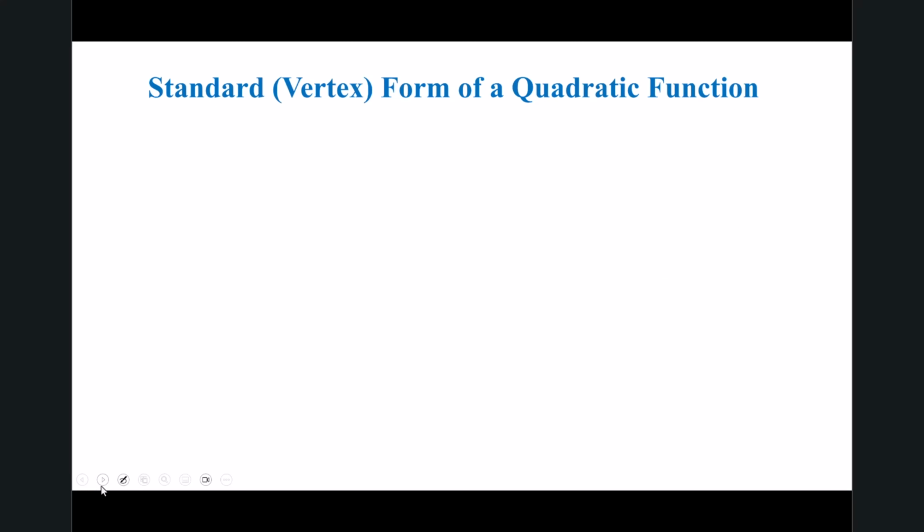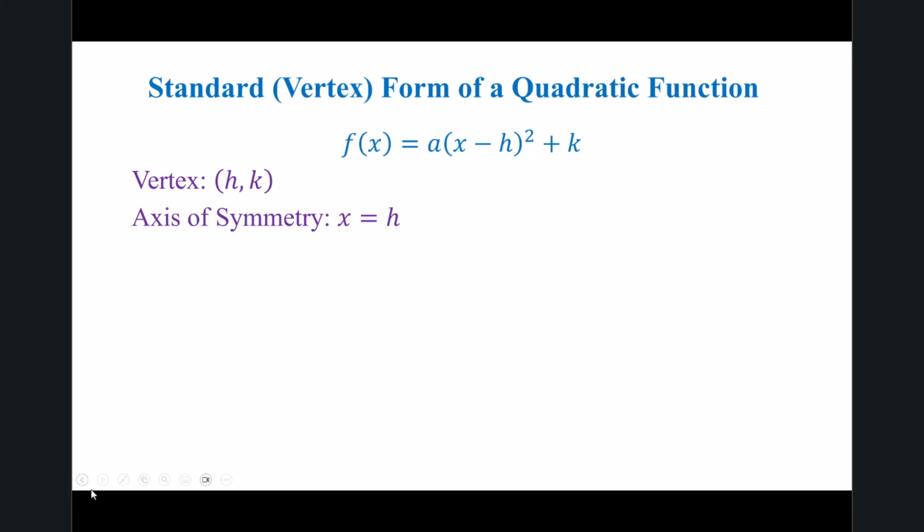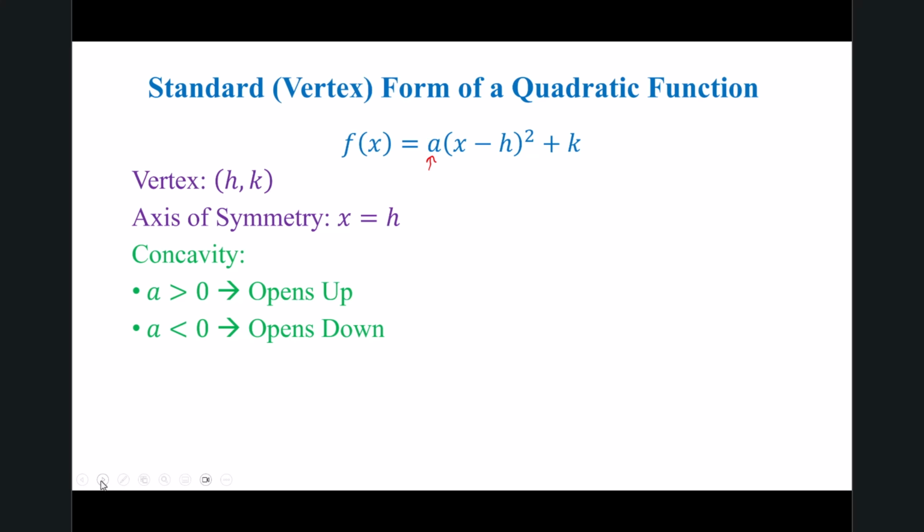Let's look at the standard form of a quadratic function a little bit more. We have f of x equals a times x minus h squared plus k. Our vertex is h, k. The axis of symmetry is the line x equals h. Concavity means that if a, the number in front here, is greater than 0, our quadratic function opens up. And if a is less than 0, our quadratic function opens down.